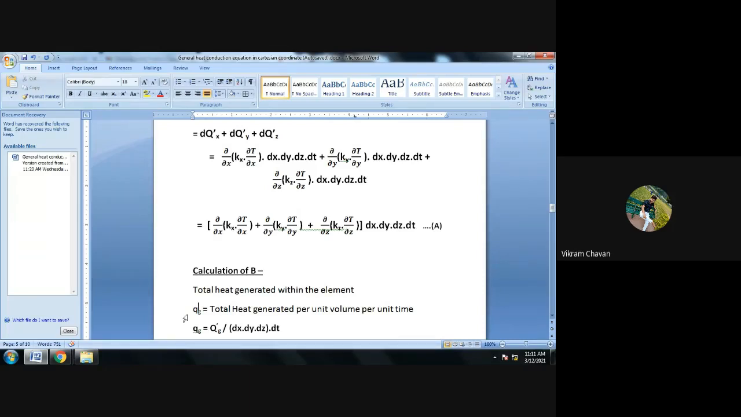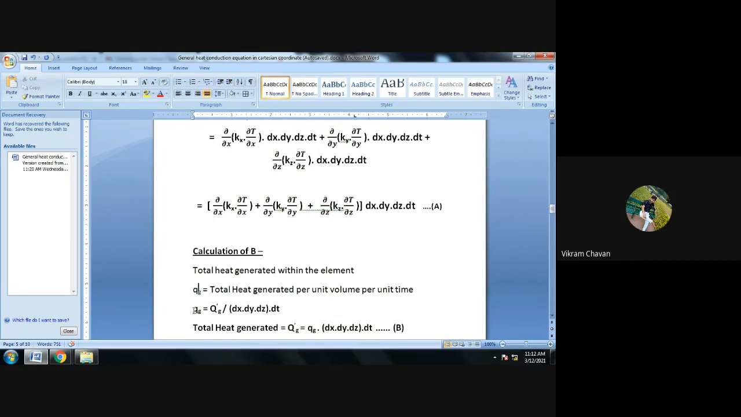Calculation of B, total heat generated within the element. Here we are assuming one nomenclature, that is small q suffix g is equal to the total heat generated per unit volume per unit time. Per unit volume per unit time. So here, consider that Q' suffix g, capital Q' suffix g, is the total heat generated. The volume of the element is dx multiplied by dy multiplied by dz, and the time interval is dt.